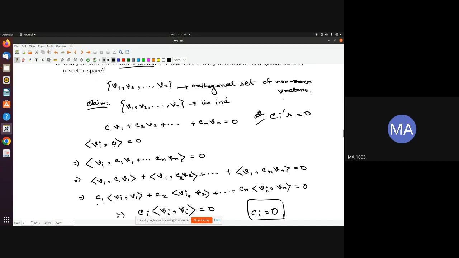So what is the point? The point is whenever I have some orthogonal set of non-zero vectors, the set is basically linearly independent. Clear? Is this clear to everyone? Yes, sir. Okay.